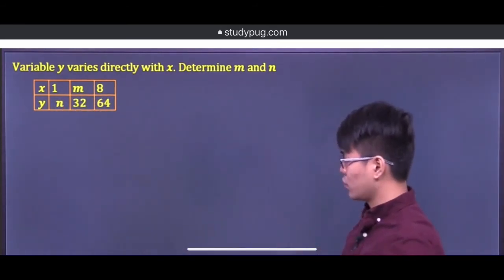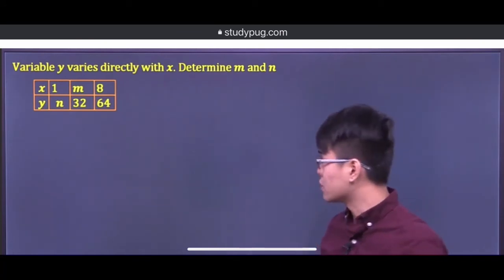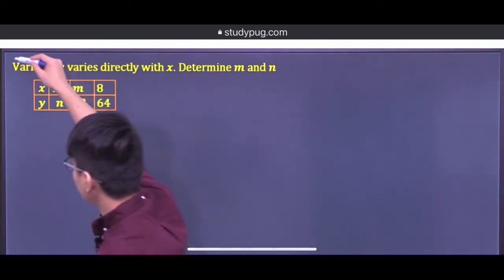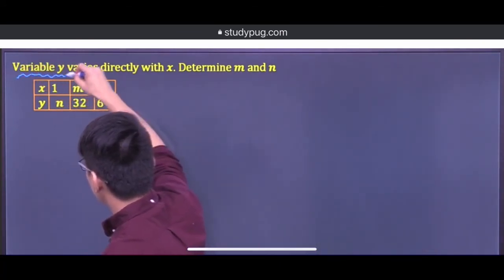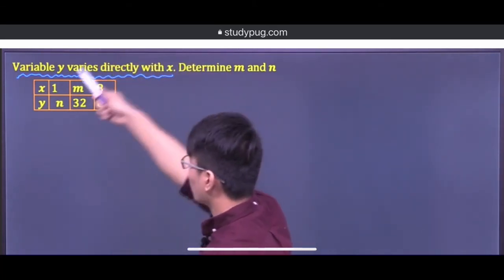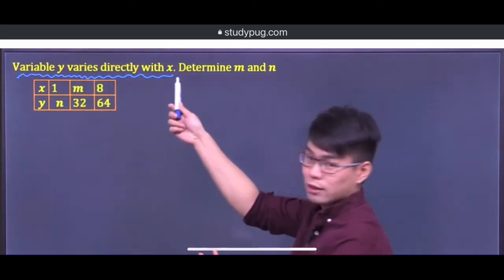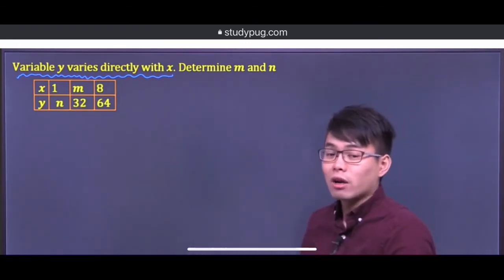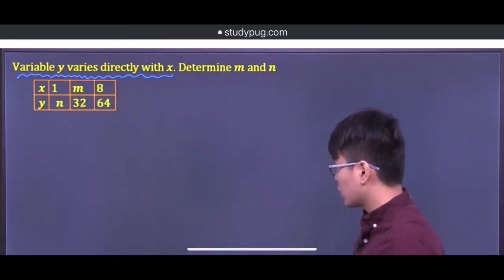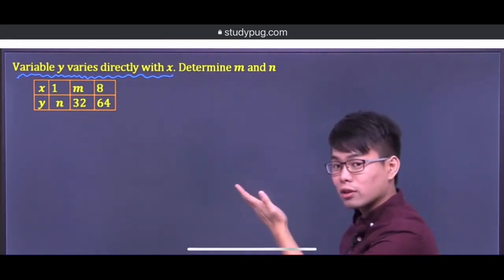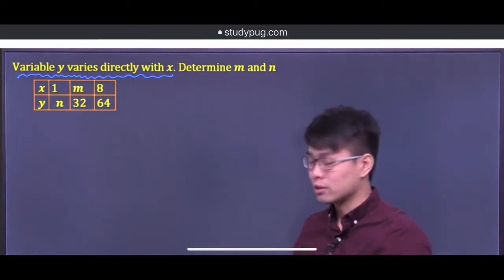Well, we have one very important piece of information right here. The first phrase says that variable y varies directly with x. So this is direct variation. Under this scenario, we can generate an equation. What is that going to look like?